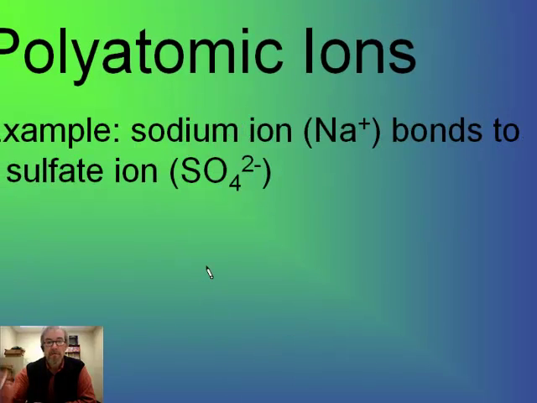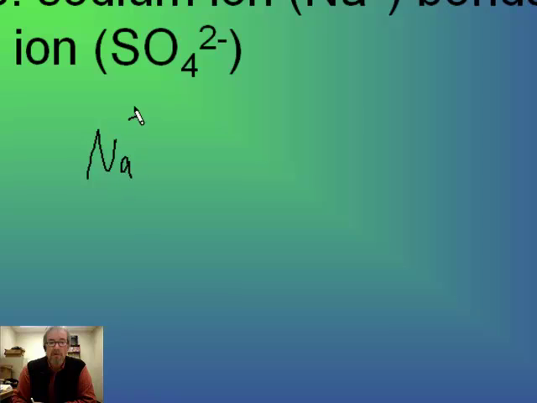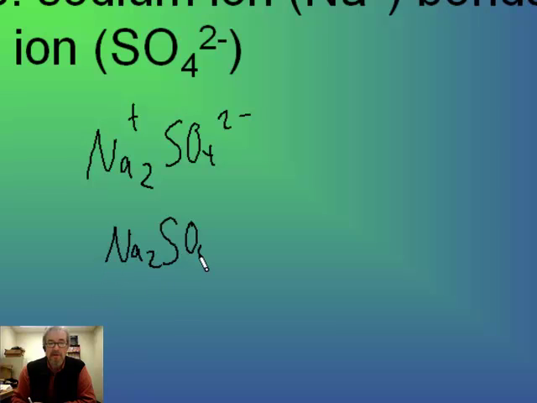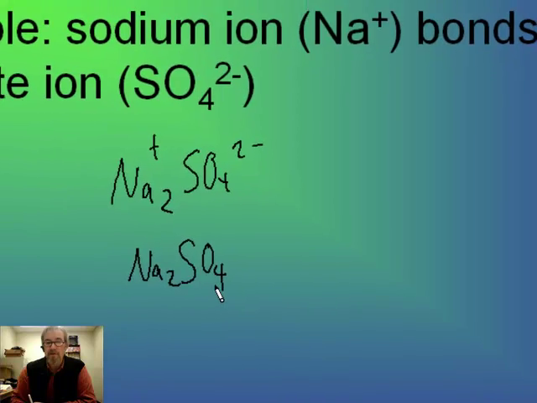Another example, sodium bonding with sulfate. Sodium is 1 plus. Sulfate, SO4 2 minus, has a 2 minus charge. So I charge swap. 2 goes after sodium, 1 goes after sulfate, but we don't write 1s. And so the formula for this compound is Na2SO4. Notice that the 4 doesn't disappear and turn into a 1. That 4 in sulfate is always going to be there. It's part of sulfate structure.